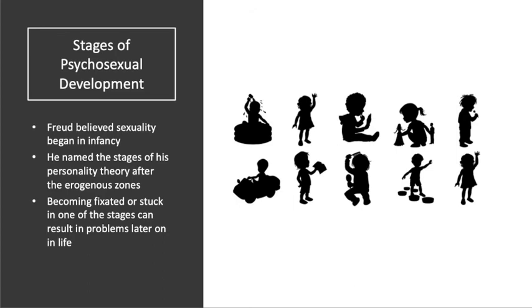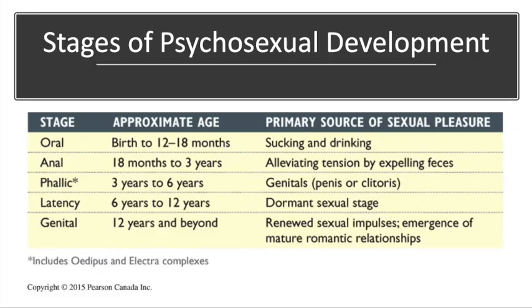He named the various stages of his personality development after erogenous zones in the body: oral, anal, phallic, latent, and genital. Here are the 5 stages of psychosexual development. The oral stage, beginning from birth, all the way to the genital stage, which begins at the age of 12 and goes beyond.